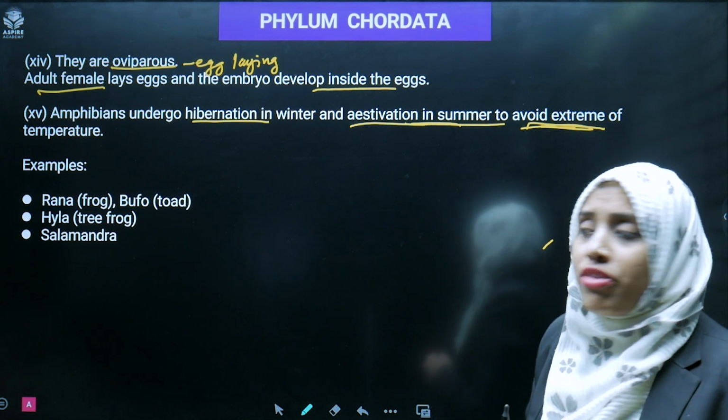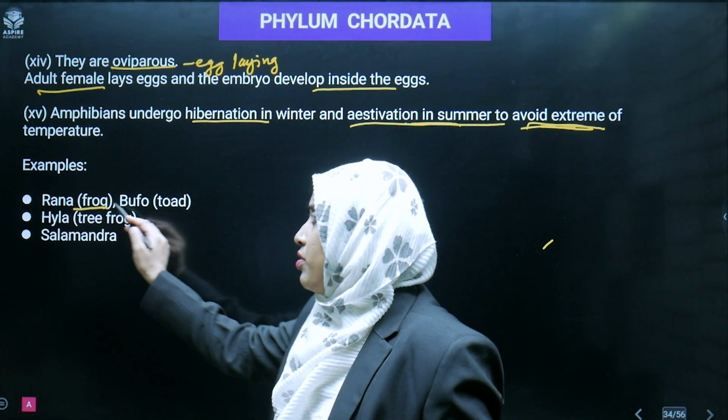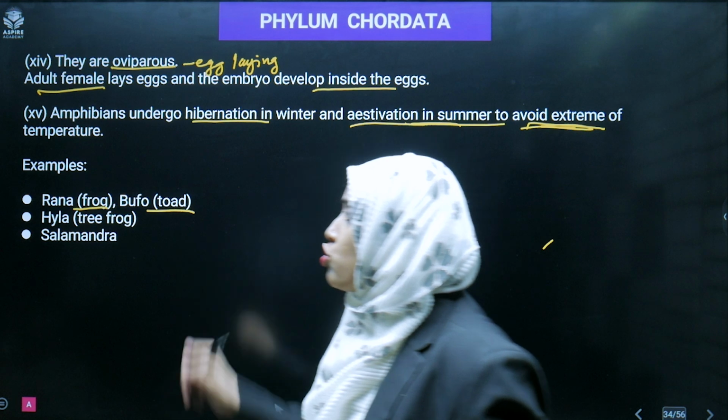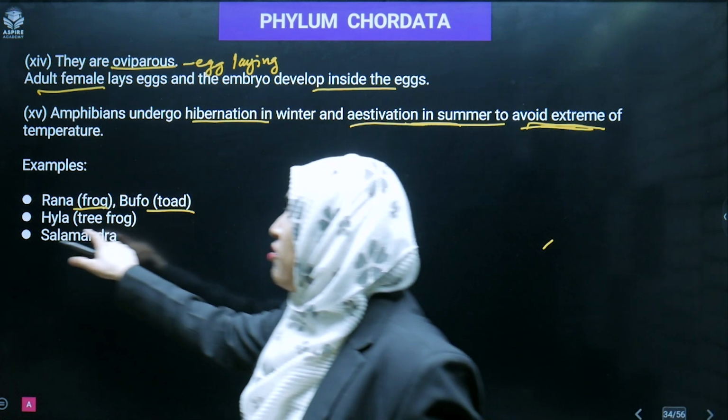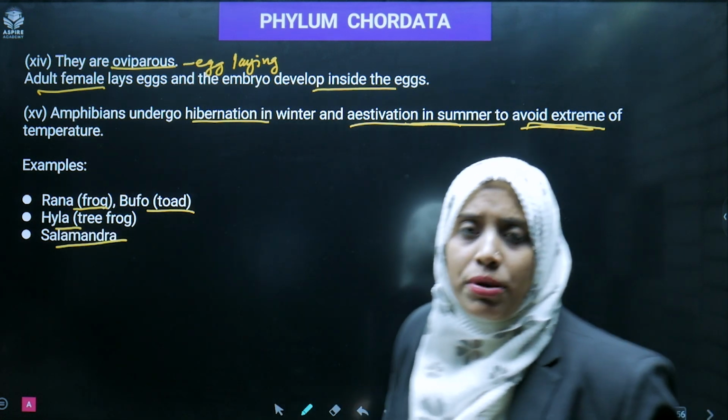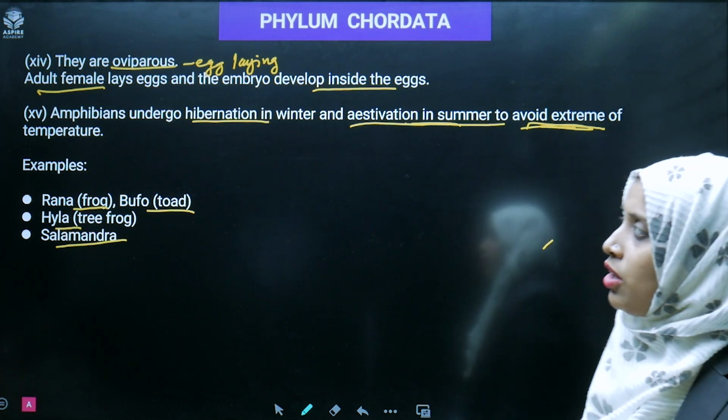What are the examples of amphibians? Rana, that is a frog. Bufo, that is known as toad. Hyla, the tree frog. And salamander. These are the common examples of the amphibians.